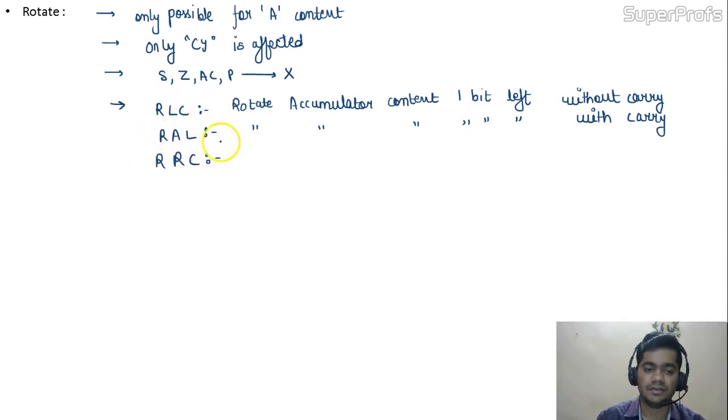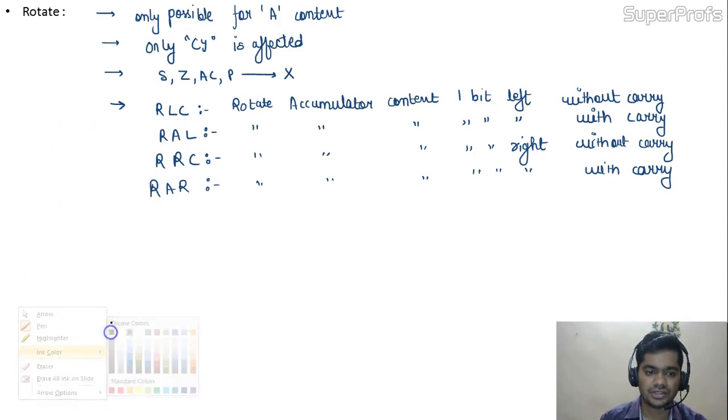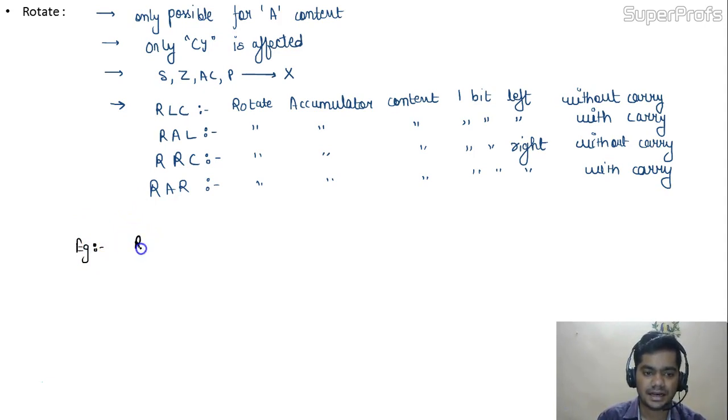Similarly for RRC, rotate accumulator content 1 bit right without carry. Okay, that means in the rotation carry would not be included. And for RAR, rotate accumulator content 1 bit right with carry. Okay, these are the points regarding the rotation operation. So let's see one example, that is RLC.